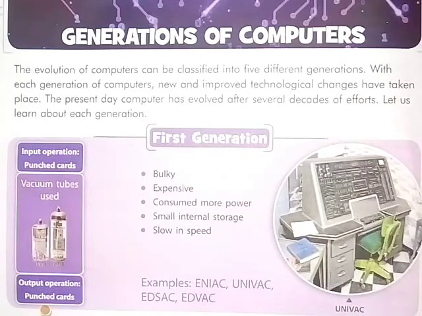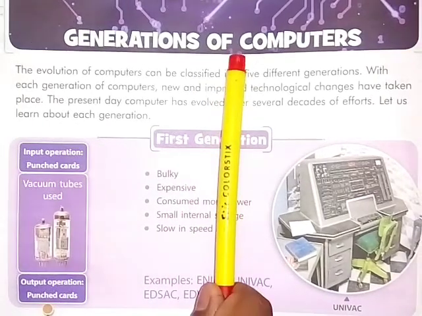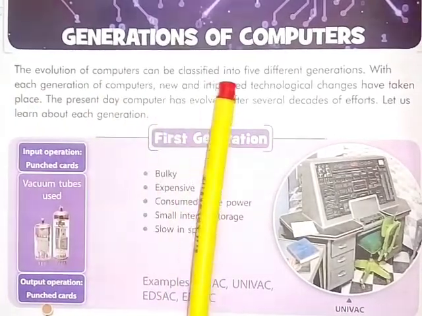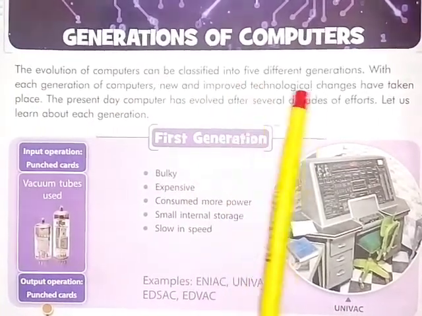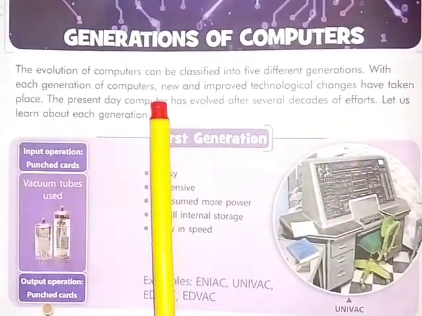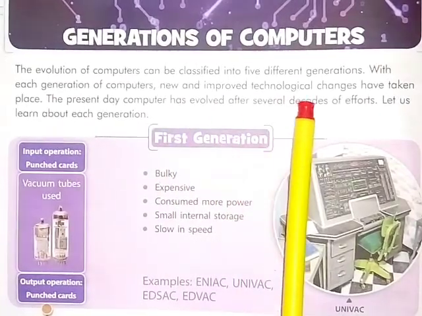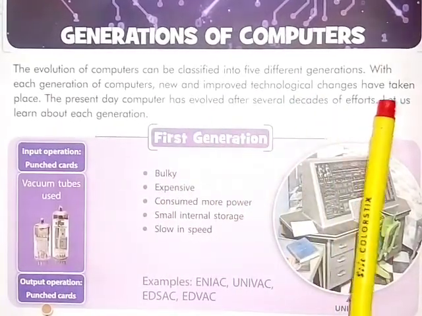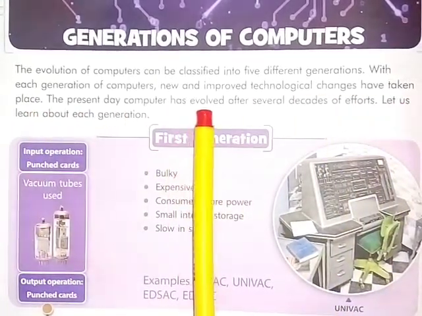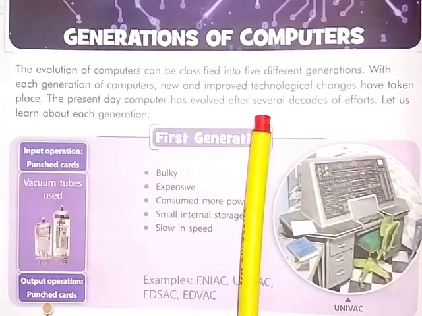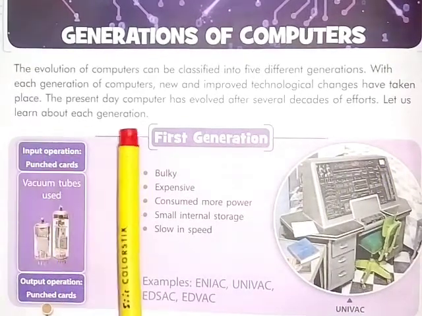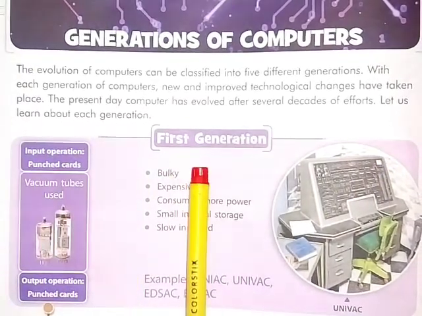Now we will do generations of computers. The evolution of computers can be classified into 5 different generations. With each generation of computers, new and improved technological changes have taken place. The present-day computer has evolved after several decades of efforts. Let us learn about each generation. First generation.